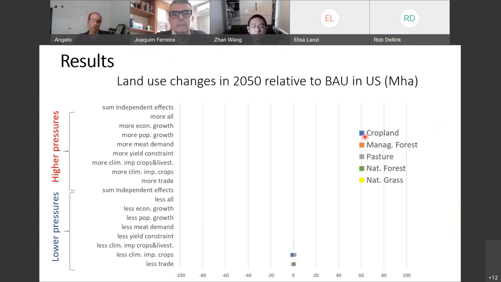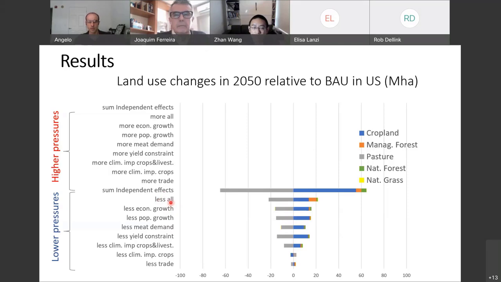And what we see is that under lower pressures, we have expansion of cropland compared to the business as usual and a decrease in pasture areas. And under higher pressures, we see the opposite. But then it comes to our theoretical metric about tipping points. When we shock individually each one of these stressors to our system, and we see this change, if we take those changes outside of the model and just sum them, the summed impact is much larger than applying all the shocks at the same time. That means it doesn't show any evidence of tipping points.